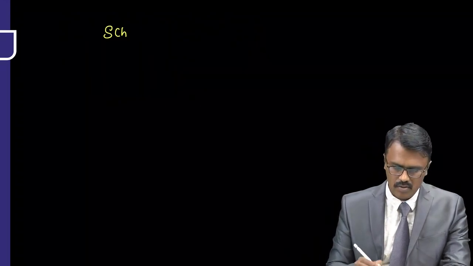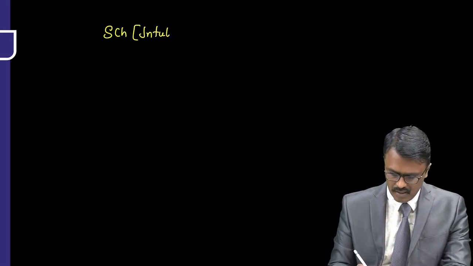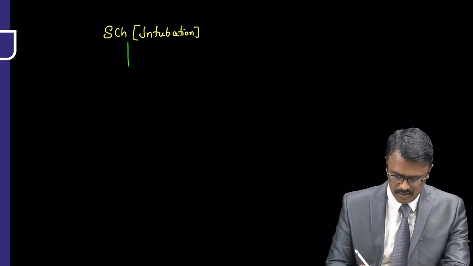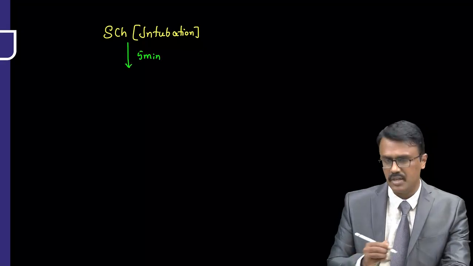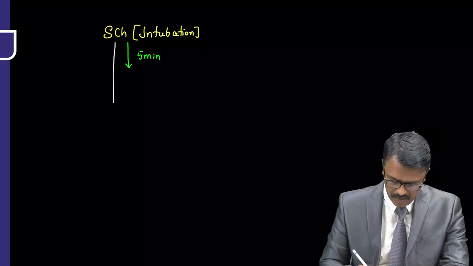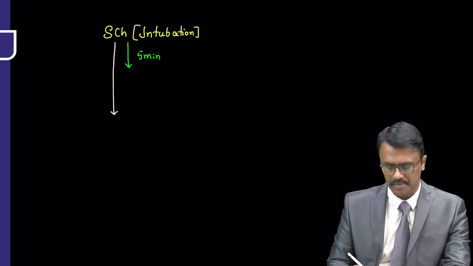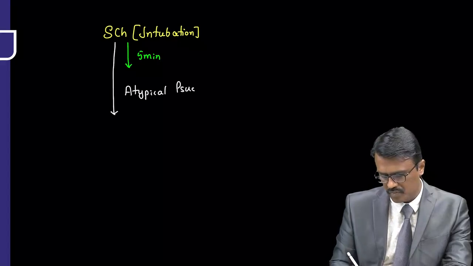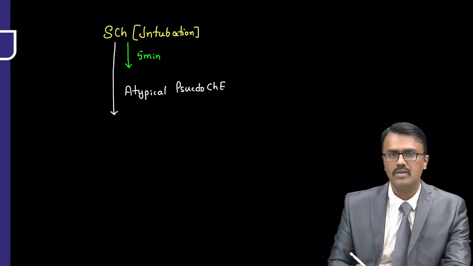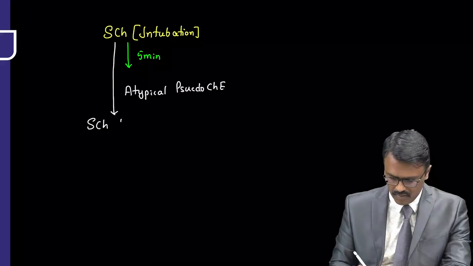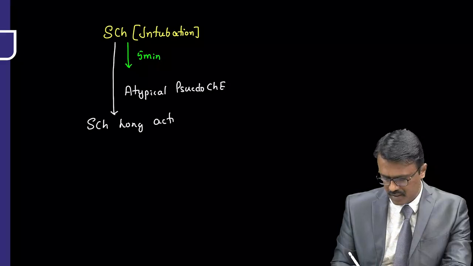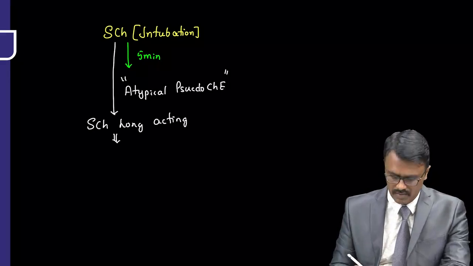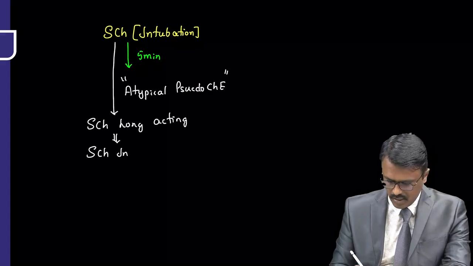So usually when we give succinylcholine for intubation, it will work for how many minutes? 5 minutes, if they have the typical one. If they have the atypical one, it is not going to be metabolized, it will work longer. If they have atypical pseudocholinesterase, succinylcholine now becomes longer acting. In these people, what happens if it is longer acting? The patient will develop succinylcholine-induced apnea.